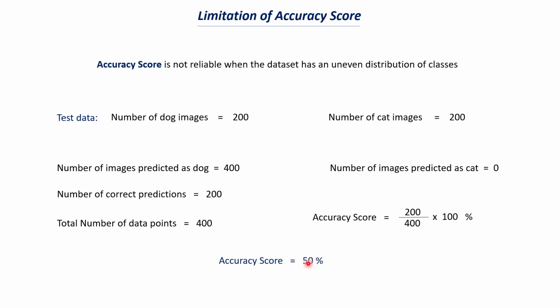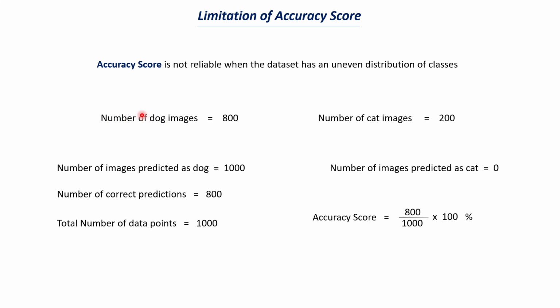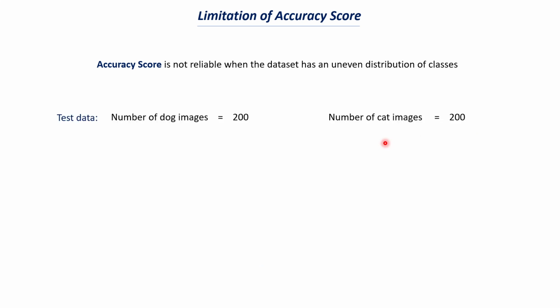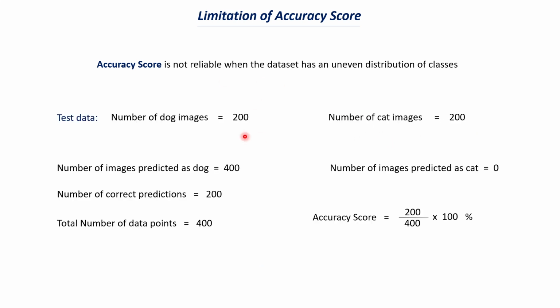So there is a huge difference between this accuracy score, which is 80%, and this accuracy score. So this is why accuracy score is not reliable when there is an uneven distribution of data. Okay, so let's say that in the training data there is an uneven distribution. In that case we may get a high accuracy score, but it is actually a wrong score because all the images are predicted as one class. So we can say that the model is not performing well. And we can capture this incorrect performance of the model only when we have a data set where the distribution is kind of even.